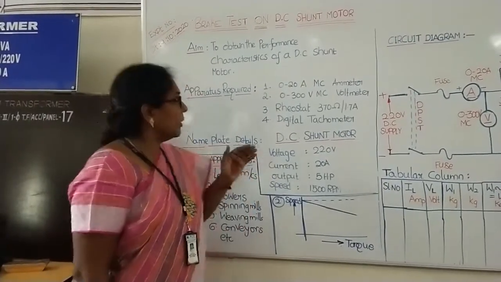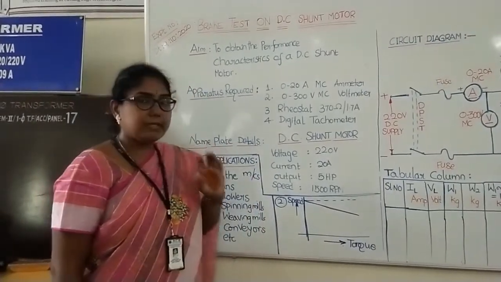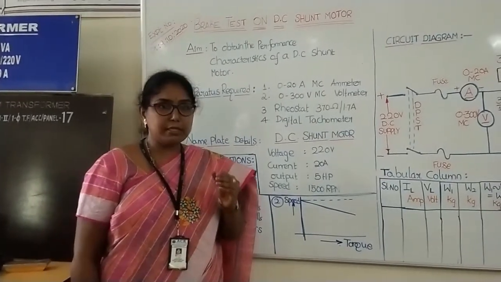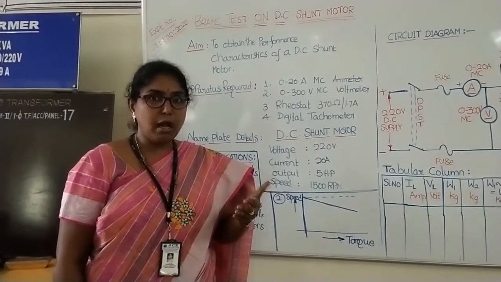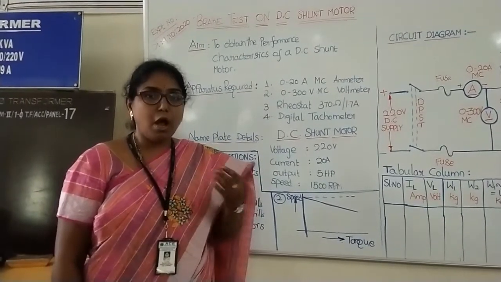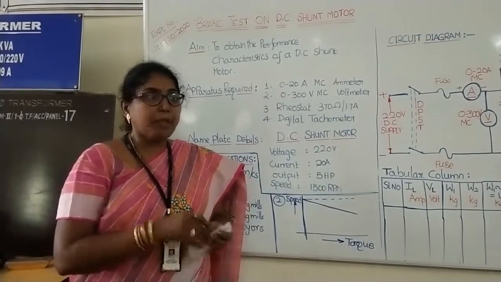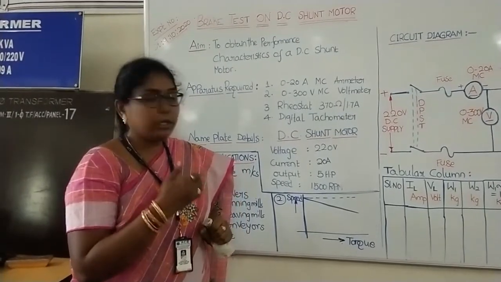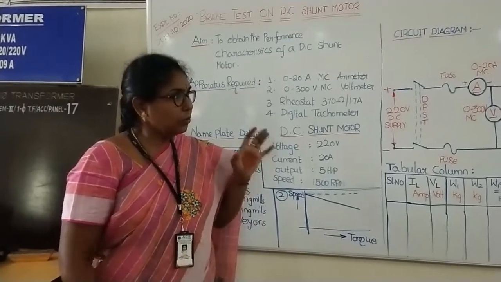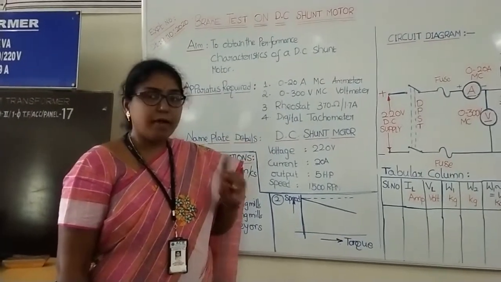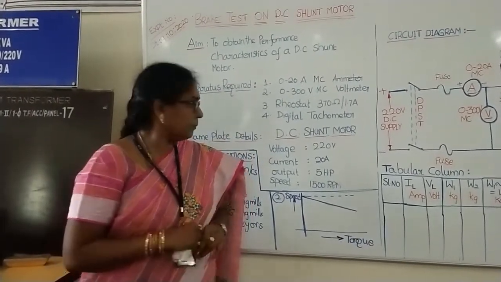Coming to the performance characteristics of a DC shunt motor, we need to measure the speed and observe, when we are loading the motor, how the torque is changing, how the speed is changing, and how the other parameters change, since we are going to calculate the efficiency based on those parameters. So we are going to know the performance of all these for a given DC shunt motor.